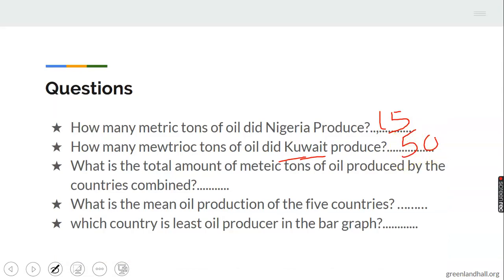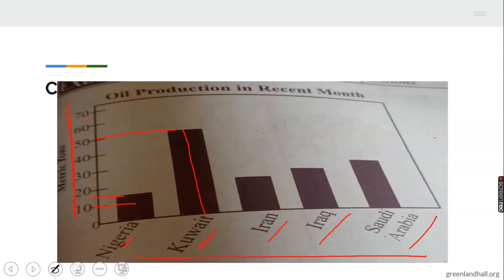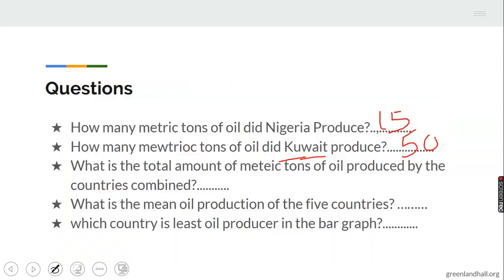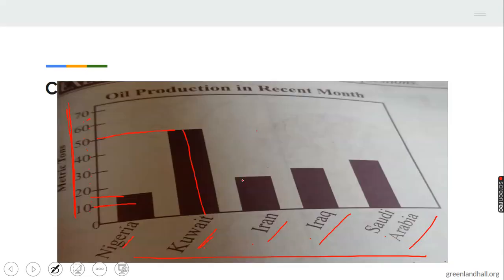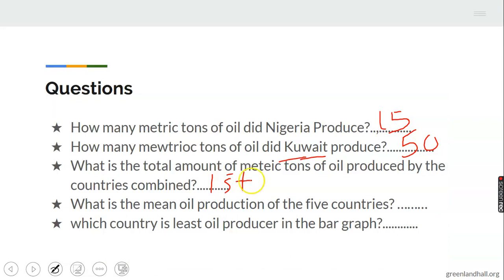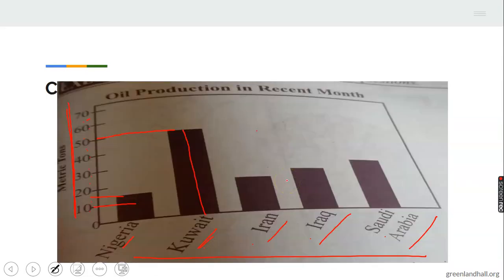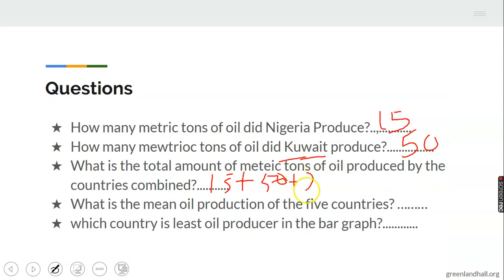Then, what is the total amount of metric tons of oil produced by the countries combined? I think we need to do some workings there. Nigeria is 15, so we write 15 plus Kuwait, which is 50. The next country is Iran. We go down and stop at 20. So Iran is 20.